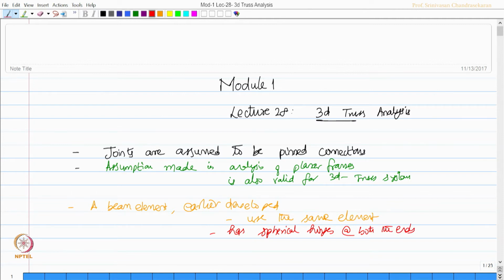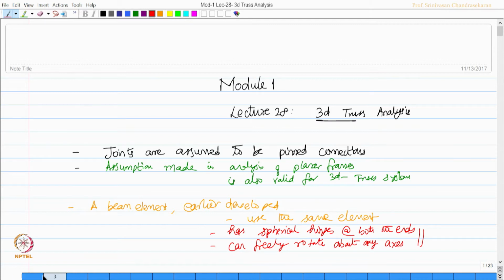What is the consequence of this assumption? The consequence of the assumption is it can freely rotate about any axis. Okay, that is the consequence. So, the end rotations will actually be 0.